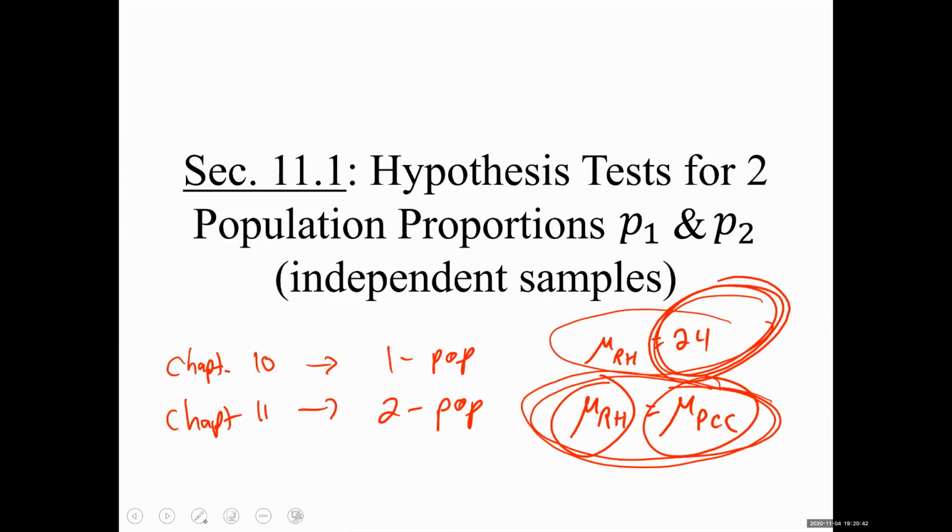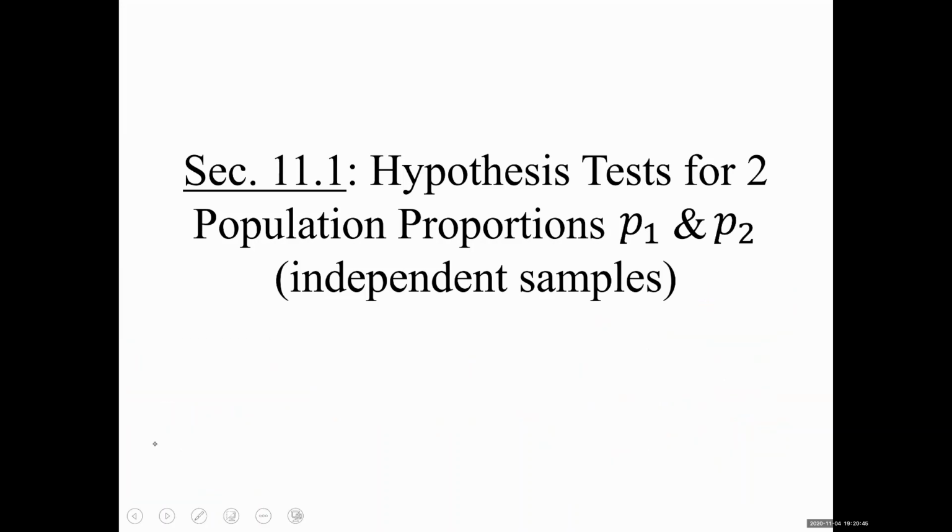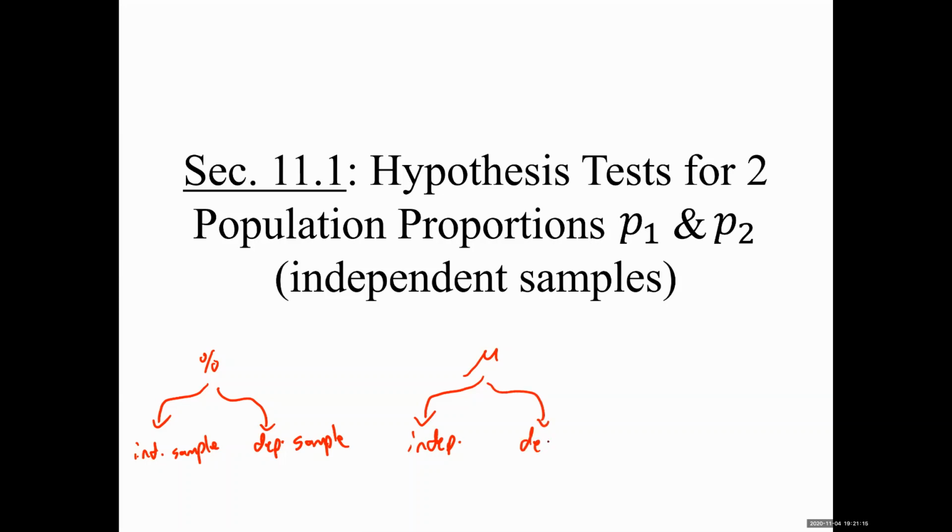The next thing to tell you, as far as chapter 11 goes, some problems are independent sample problems, some problems are dependent sample problems. So we're going to be doing percentage problems today. So for percentage problems, there's two kinds of problems. There's the independent sample, and the dependent sample problems. Then when we do averages another day, again, there'll be independent sample problems and dependent sample problems. And then when we do standard deviation problems another day, independent sample problems and dependent sample problems.